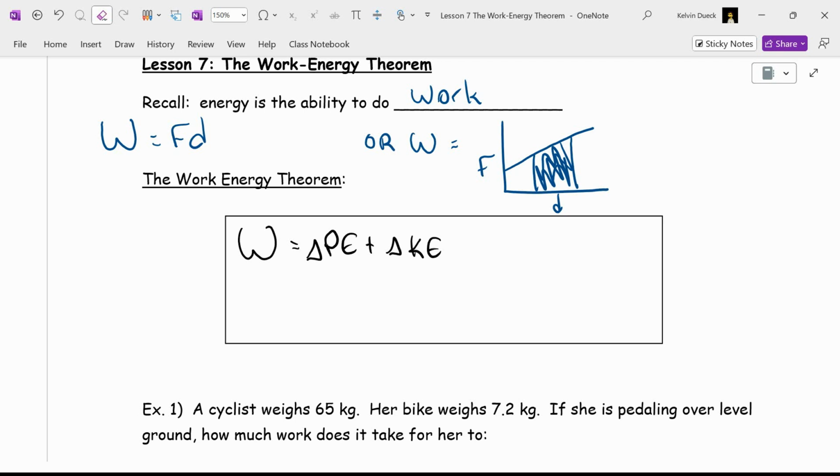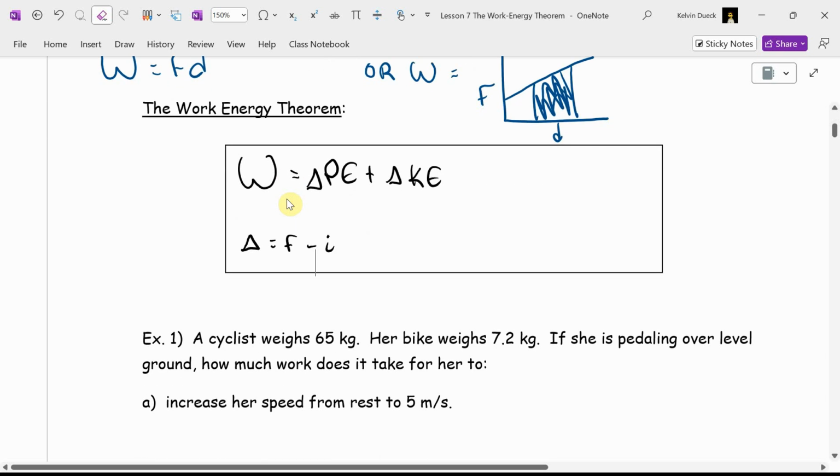Where delta is change in, what's change in anything? It's on your formula sheet, the very first thing, top left corner. So I'm going to make a little note where delta means final minus initial. Did I give you that on your formula sheet? In fact, I even think I called it the work energy theorem. I was nice. So let's just jump on in.